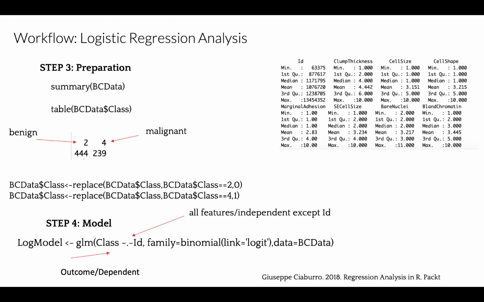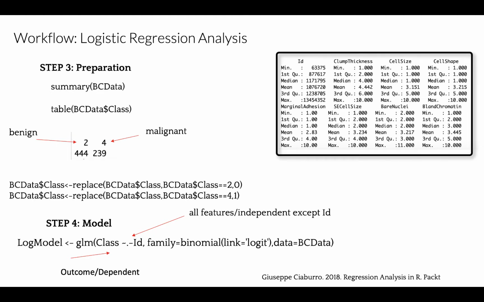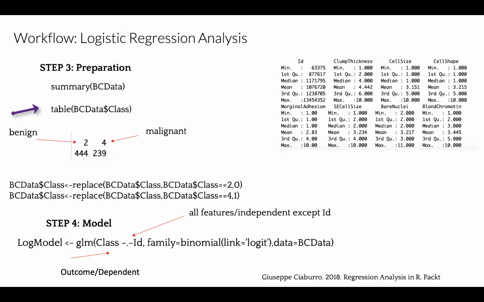To obtain a brief summary of the dataset, we can use the summary function. This function returns a set of statistics for each variable. To get the number of cancer cases for each class, we have two classes, we can use the table function, and this function uses the cross-classifying factors to build a contingency table of the count for each combination of factor levels. So we have 2 for benign and 4 for malignant. So we have 444 cases for the benign class and 239 cases of the malignant class. However, for the GLM function, we need to replace them by 0 and 1s.